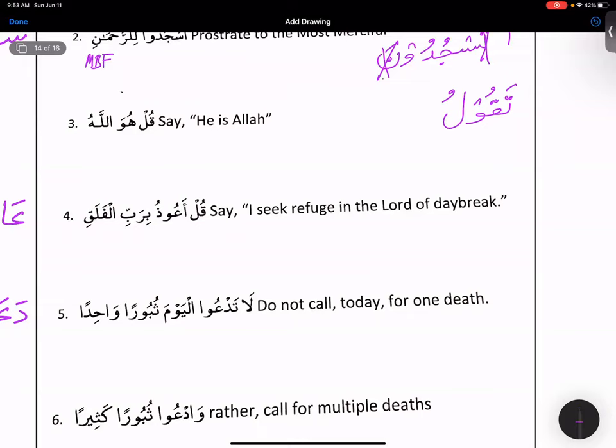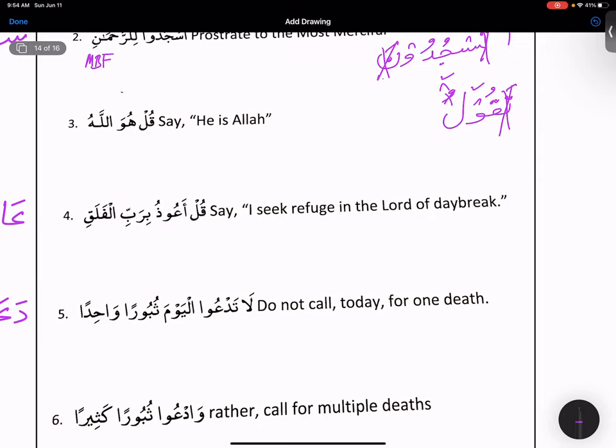Now how can we turn that into amr? Then you remove the ta. So it would be qulu, but the waw has a sukun there and won't be pronounced, so it would just be qul, just the qaf and the lam. Two sukuns: we have a sukun here, we have a sukun here. In Arabic grammar, you will never see two sukuns together. If that happens, we need to drop one of the letters.